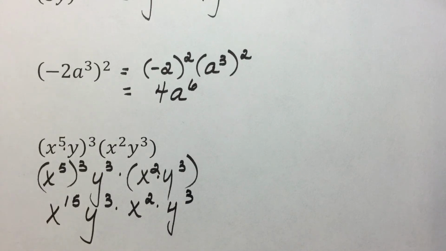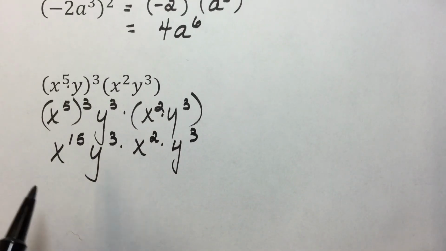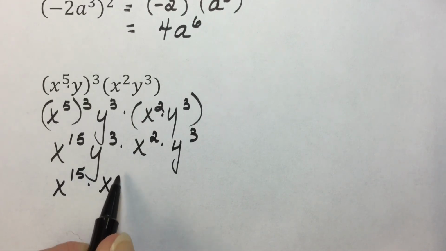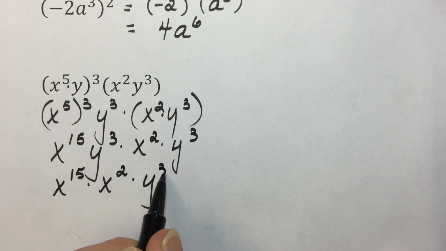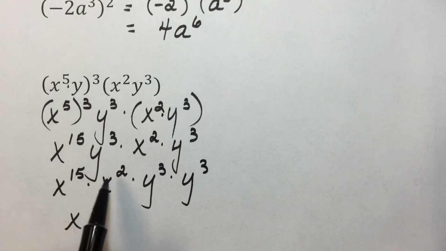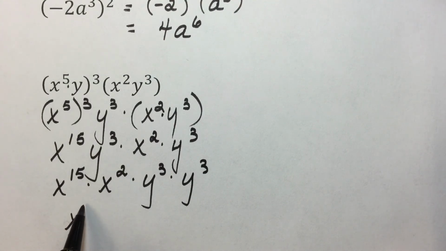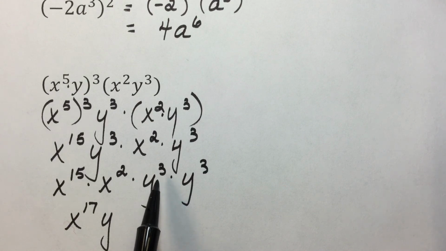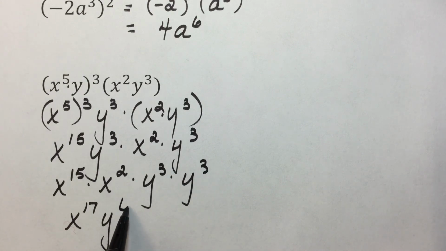And further, using commutative properties, simplify this. By rearranging all the multiplication and putting like terms together, we can see we have common bases multiplied together, and now using the product rule, when you have common bases multiplied together, add the exponents. 15 plus 2 is 17. Common base of y, add the exponents because those bases are multiplied, results in 3 plus 3 or 6 for our final simplification of this expression.